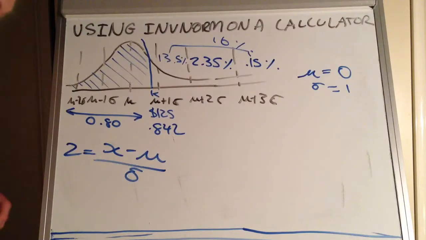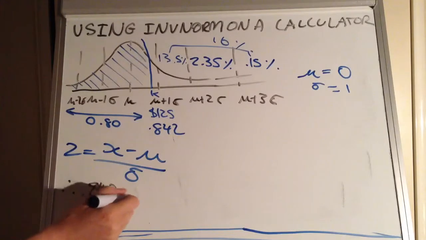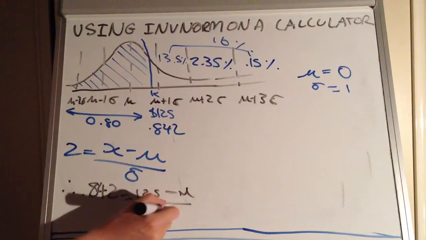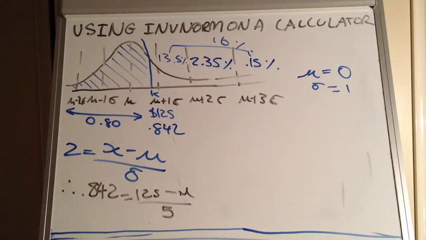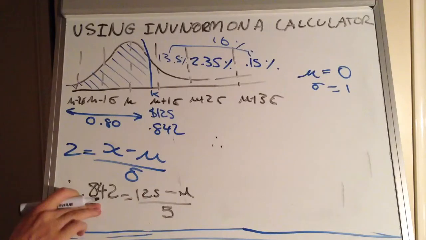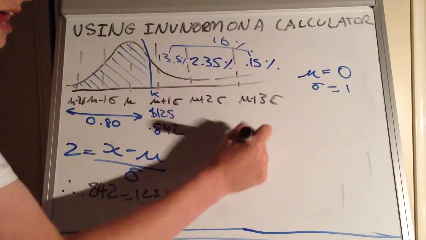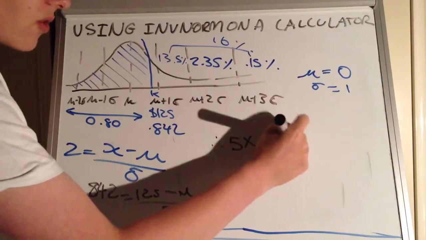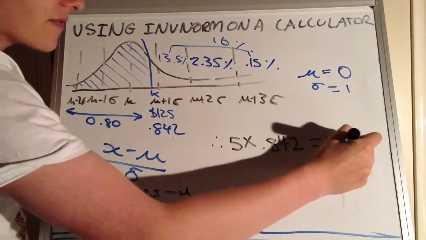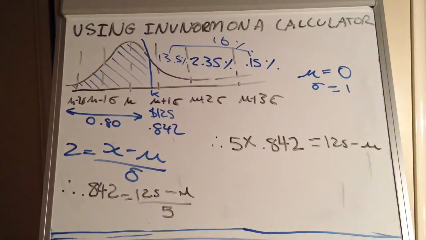So, therefore, 0.842 equals 125 take mu on 5, $5 being the standard deviation, sigma. And then what we do is we bring this 5 from the denominator on the right-hand side into the numerator on the left-hand side, and we multiply it by our z-score of 0.842, which equals 125 take mu. Mu being the mean. So let's simplify this down, shall we?